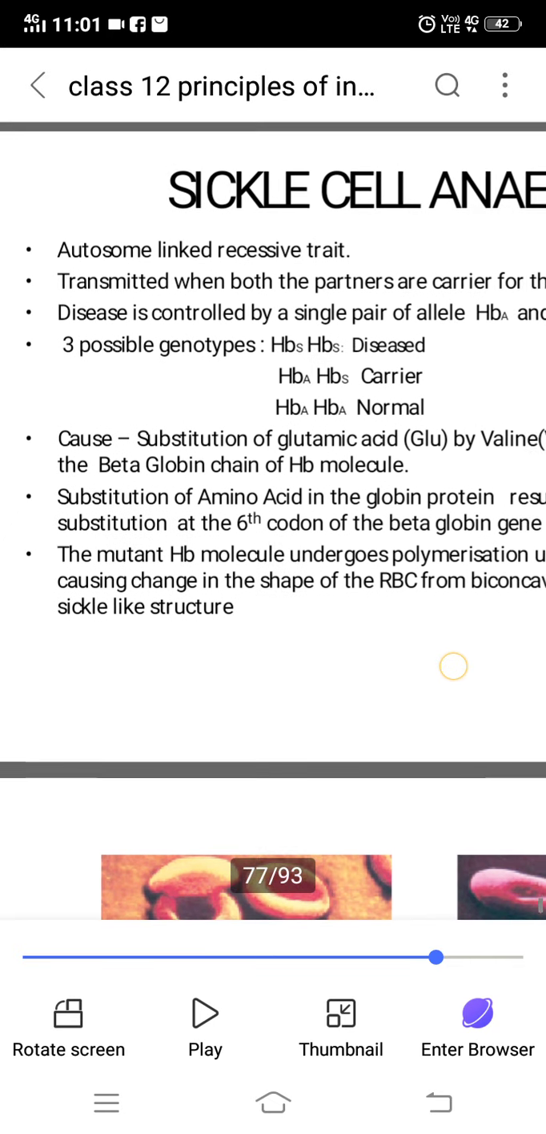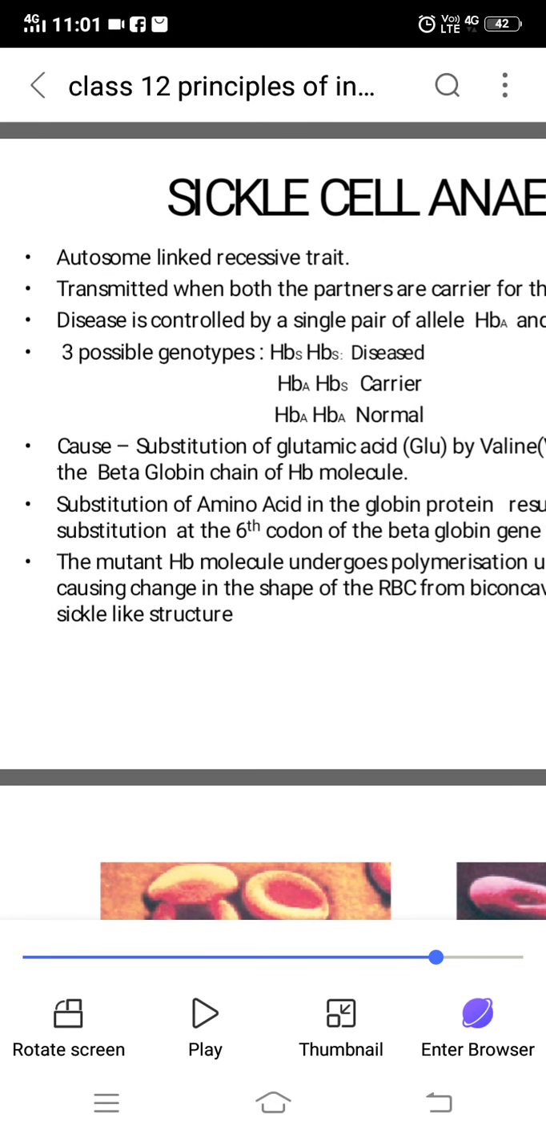So it is an autosome linked recessive trait. Autosome means there are two types of chromosomes, autosomes and sex chromosomes. So this disease affects the autosomes. Recessive means when both the alleles are recessive, then only this disease would be expressed. So it is called autosome linked recessive trait.